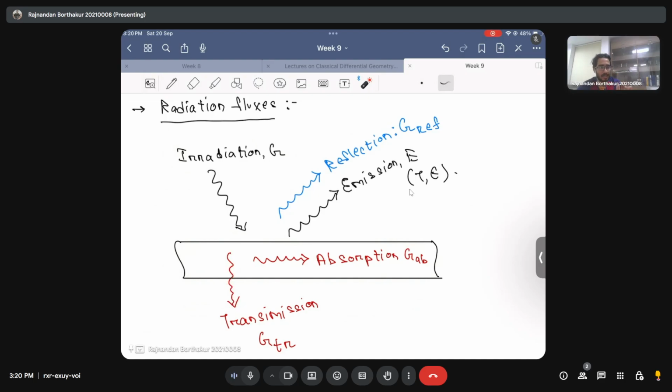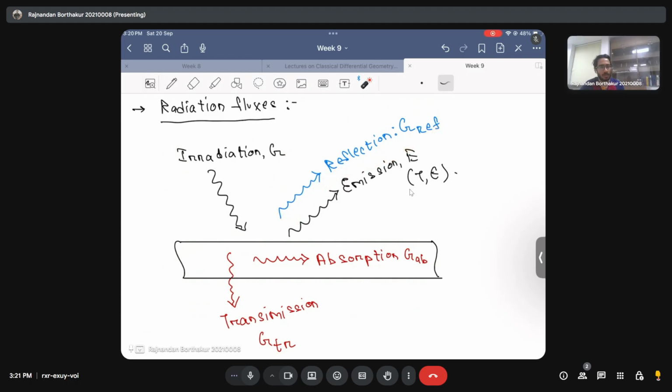For instance, let's say in glass, the amount of irradiation that falls on glass, most of its part is basically transmitted through it, because it is kind of a transparent surface. Some part of this irradiation which does not get transmitted can actually get absorbed inside the surface, or some part of it which does not get transmitted or absorbed, basically gets reflected.